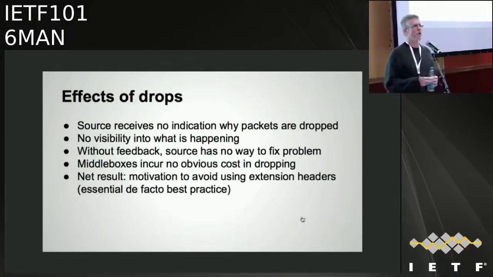The effect of the drop is that the source has no idea why their packets are being dropped. This leads to no visibility. We don't know what's happening, and without feedback we can't fix the problem. For middle boxes, it's in a sense too easy to drop packets without incurring any cost. So the net result, in the case of extension headers, is that it's just easier not to use them. But as we see with segment routing and some other proposals, we do want to use extension headers. So this becomes more of an immediate problem to solve, I think.